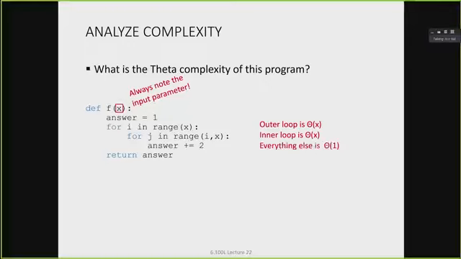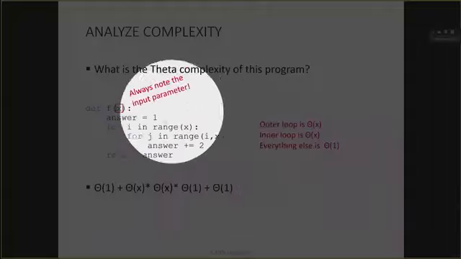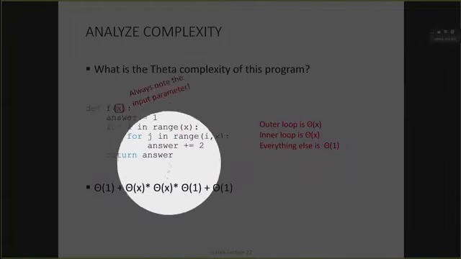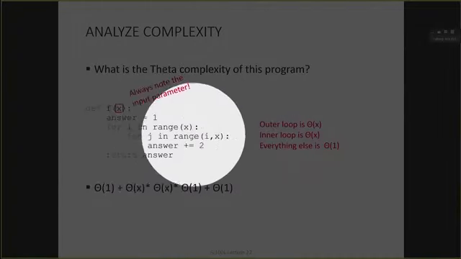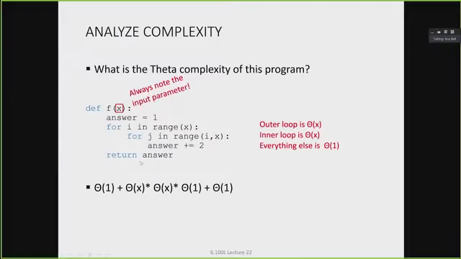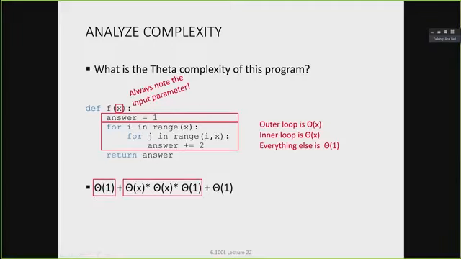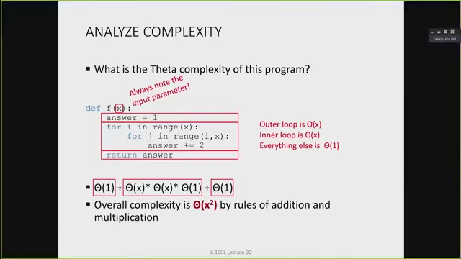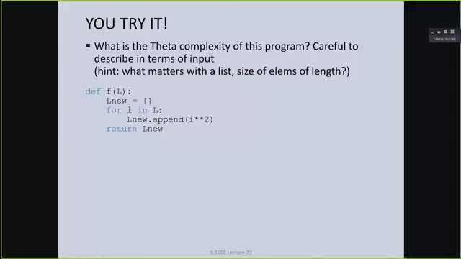Everything else is theta of 1, right? There's nothing else that depends on x. So this whole function is going to be theta of 1 for this assignment here, theta of x times theta of x for this nested loop here, and theta of 1 for this return down here. And so overall, it's just going to be theta of x squared, just by the laws of multiplication and addition. All right, think about this, and then tell me what you think it is.